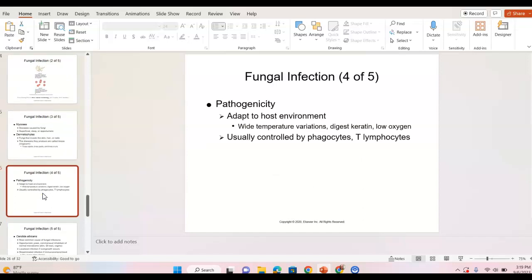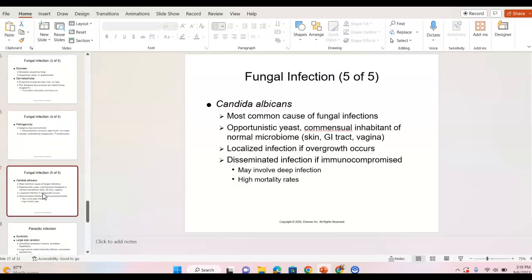So with fungal infections, they can adapt to the host environment and wide temperature variations. They can digest keratin. Keratin is the top layer of the skin. It's kind of the died-off skin cells, and they lose their nuclei. The nuclei actually get pushed out. They're little bags of keratin, which is a glycoprotein. They don't need a lot of oxygen. So usually controlled by phagocytes, remember, that eat stuff up, and T lymphocytes. You could probably teach me more about this.